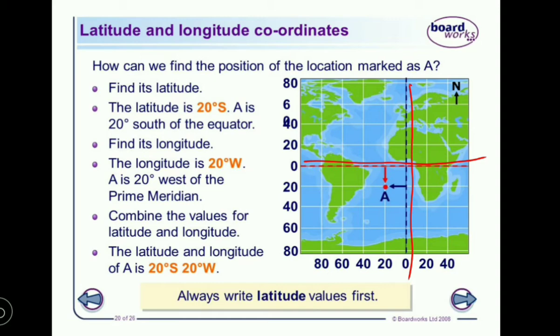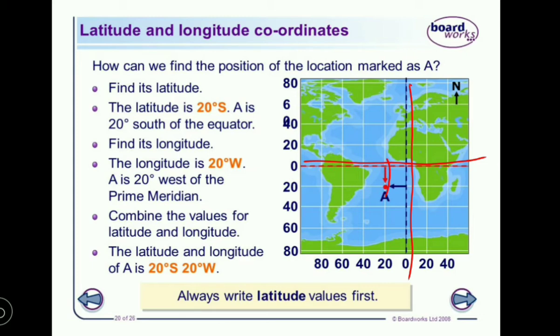The 20 degrees starts from the 0 degree equator; it is the distance from the equator up to 20 degrees south, and the longitude is 20 degrees west. So on the west side, the reference line is the prime meridian.